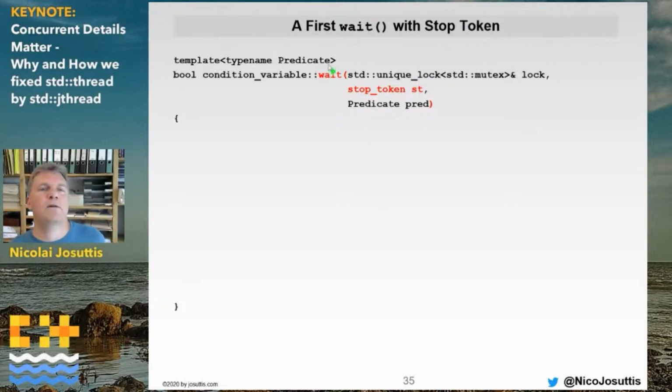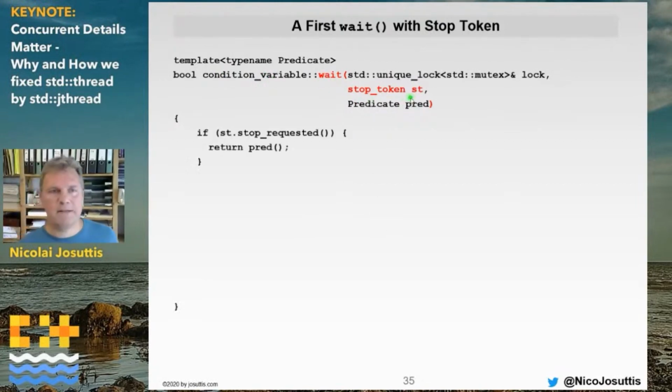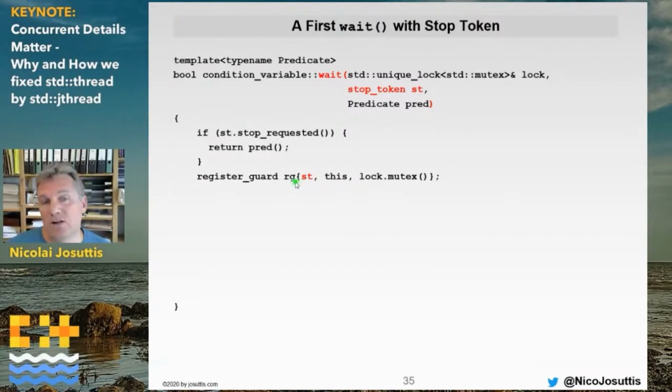So this is a wait call. This is when we go to the condition variable and call wait. We have a new stop token parameter. So first of all, if stop was already requested, we don't do anything. By the way, it was an interesting question whether we should return whether the predicate is true or just return false to say, you can stop, nothing to do. And then we register this condition variable somewhere in the stop token.